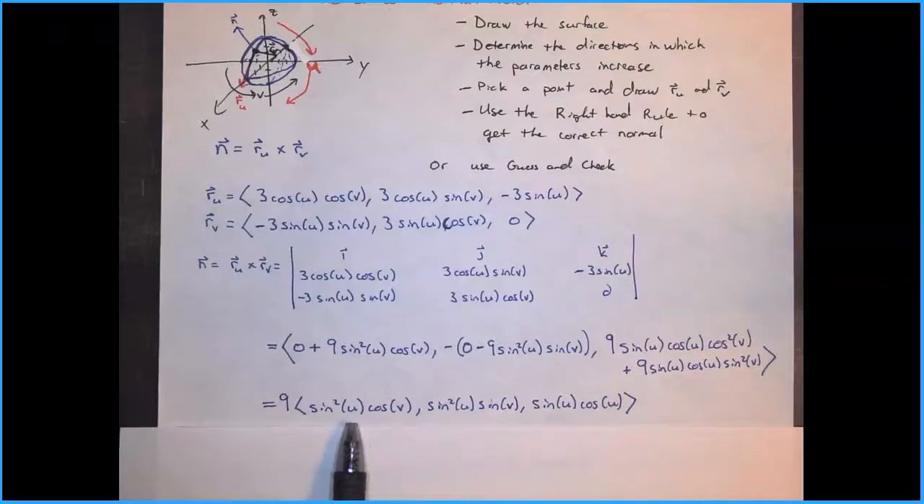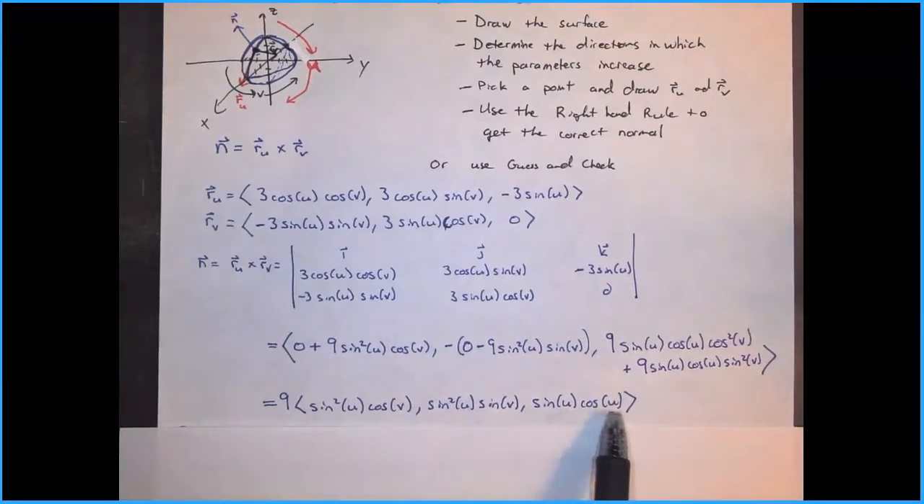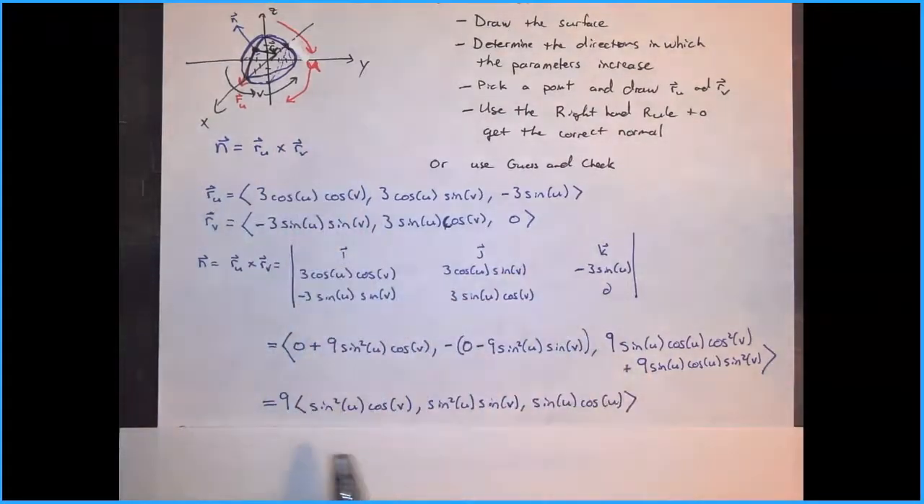So sine squared of pi over 2 is 1. Cosine of 0 is 1. So this first component is just 9 because I have to multiply this 9 through. Sine squared of pi over 2 is 1. Sine of 0 is 0, so this is 0. Sine of pi over 2 is 1. Cosine of pi over 2 is 0, so this is 0. So when I plug in that point, I get the vector 9, 0, 0. It's pointing outward, out of the sphere, so that is the correct normal, and that's how you could use guess and check. Okay, and that's probably the most difficult part of computing these kinds of surface integrals.